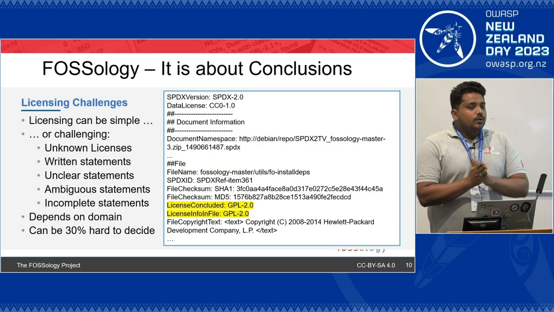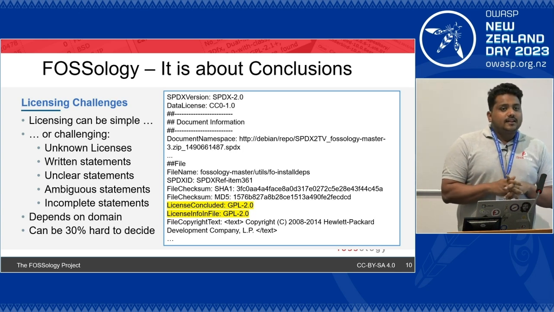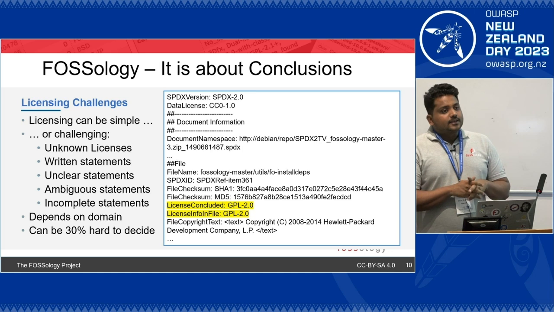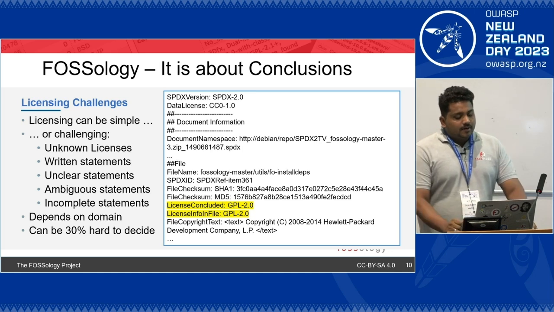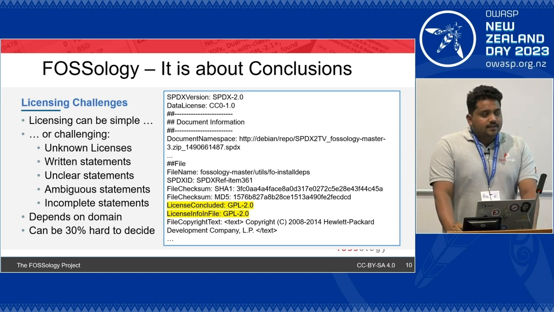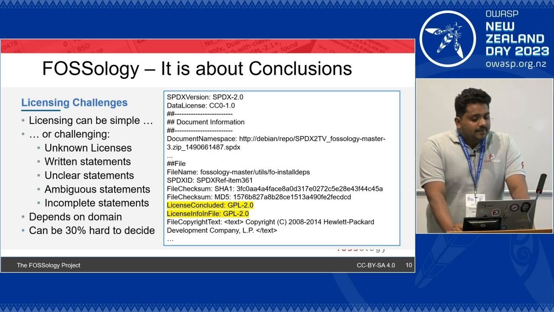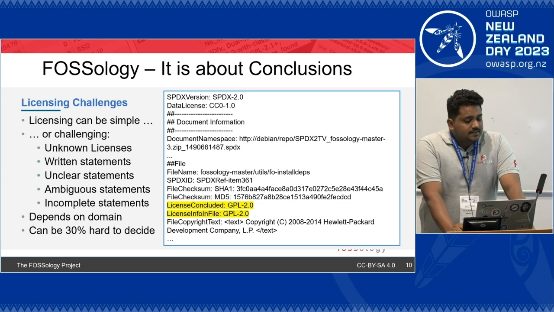Coming to the conclusion part, why do we think it is needed? Mostly all the scanners identify the license and display it in the README file. But we think conclusions are required because it is very challenging to find the licenses. There might be unknown licenses, written statements, unclear statements, ambiguous statements, and incomplete statements.